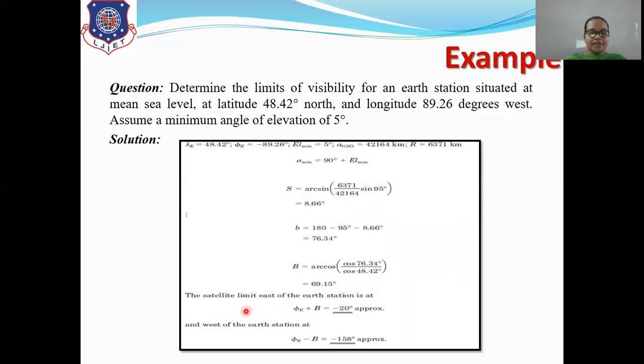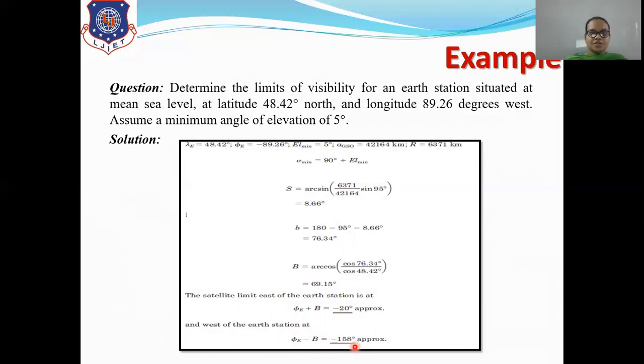Now, whenever we need to find the limit east of the Earth station, that will be equal to phi E plus B. What is phi E? That is equal to minus 89.26 plus 69.15, so it will be minus 20 degrees approximately. And for the west of the Earth station, phi E minus B, so minus 89 minus 69, that will be equal to approximately minus 158 degrees.